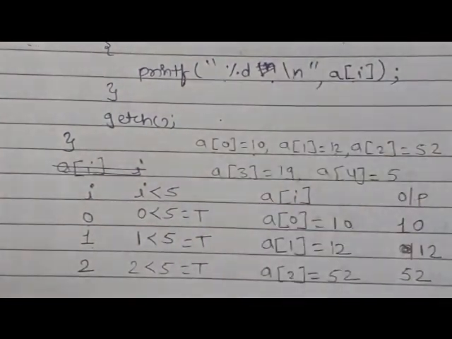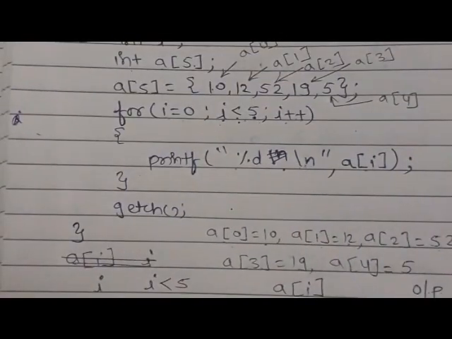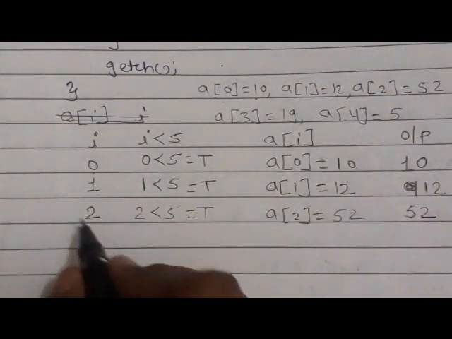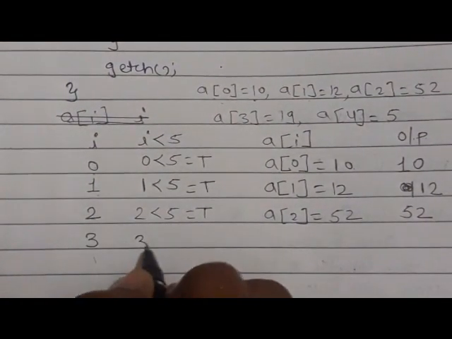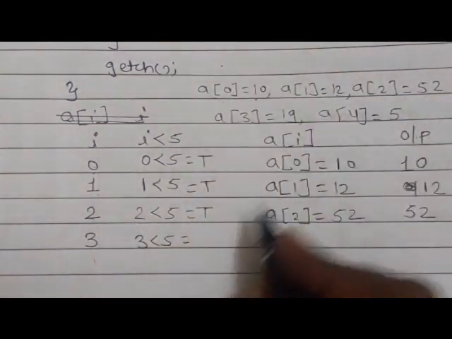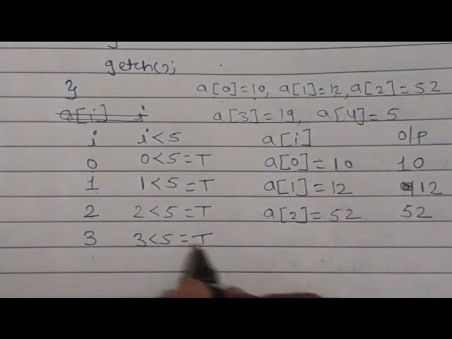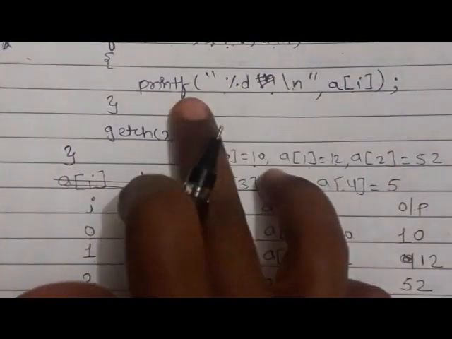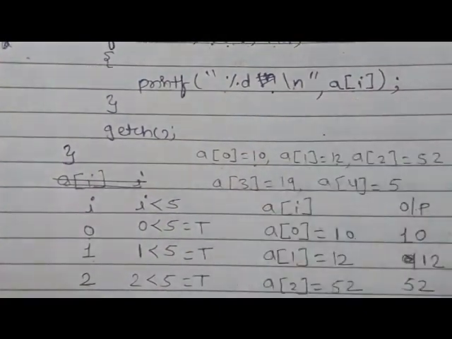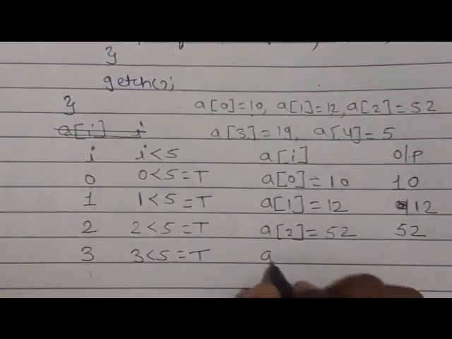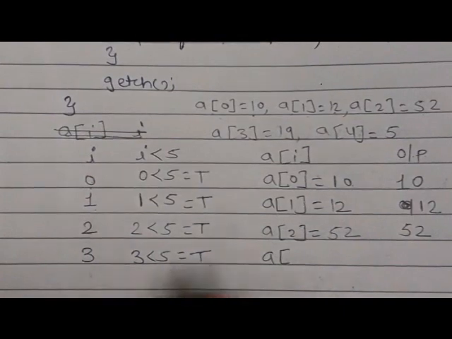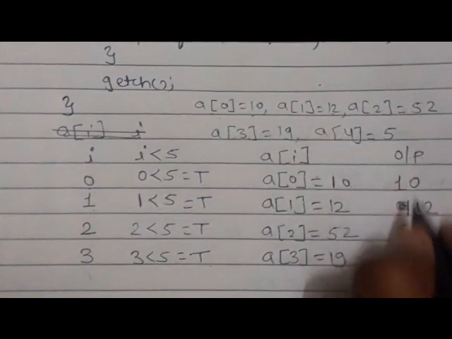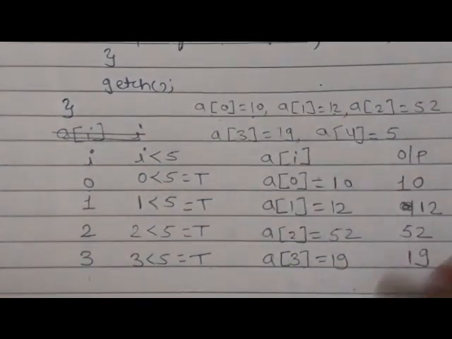After this, again I plus plus is there. It means it will increment the value, so here we will increment the value as 2 plus 1, it is 3. Then we have to check the condition as per the above statements. 3 is less than 5, it is true. After that we will print the value of a of I. The value of I is 3, so a of 3 is 19, and finally it will print 19 on your screen.